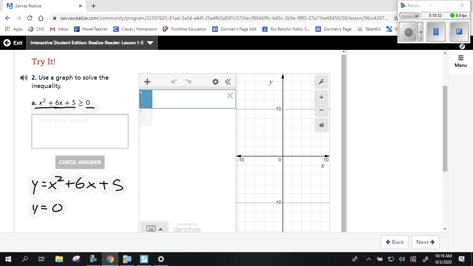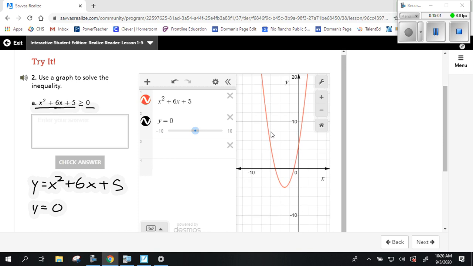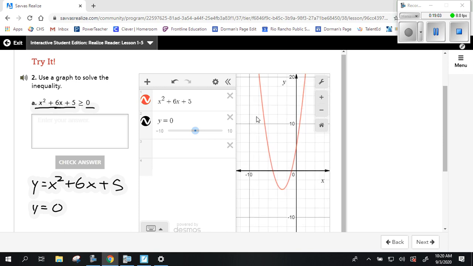x squared plus 6x plus 5. There it is. And then this one, I'm going to have to write y equals 0. And there we have it. And it looks like we have 2 solutions here. We can actually point to them. Now we want to find the intersection of these 2. Oh, these are the intersections. I apologize. So I'm going to click this one.